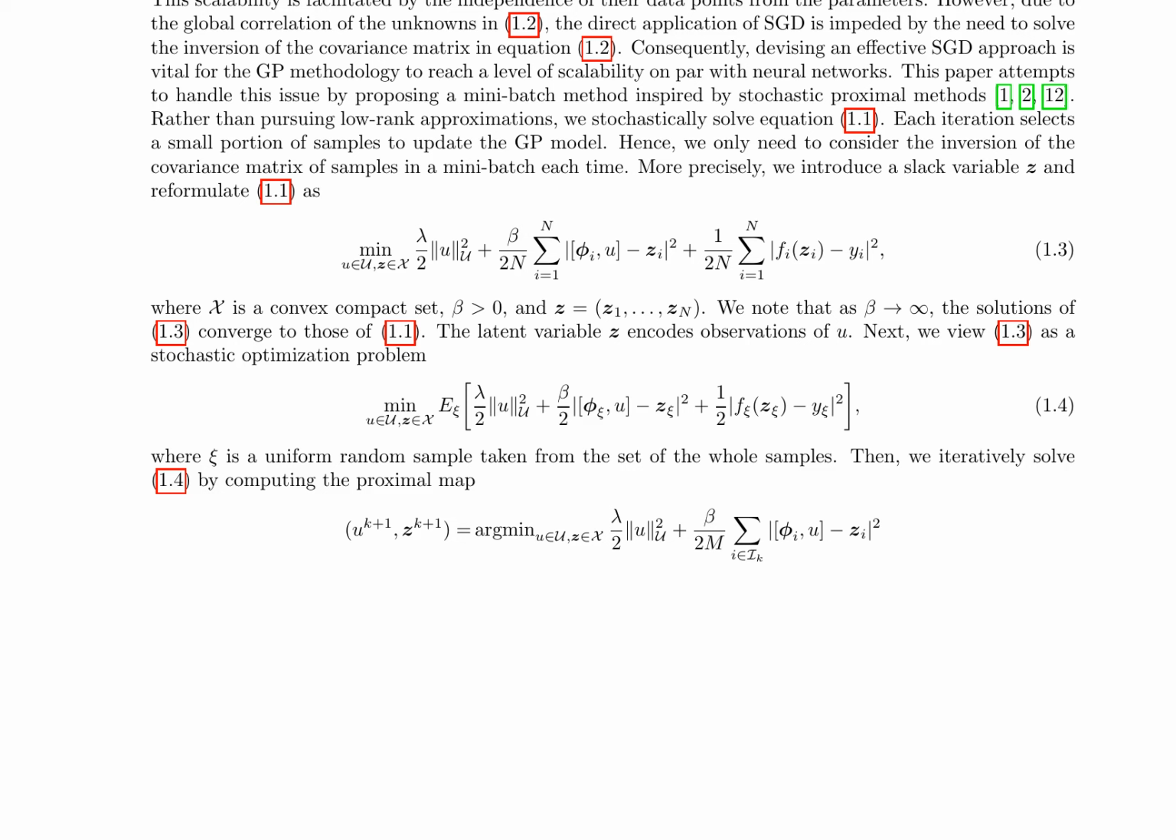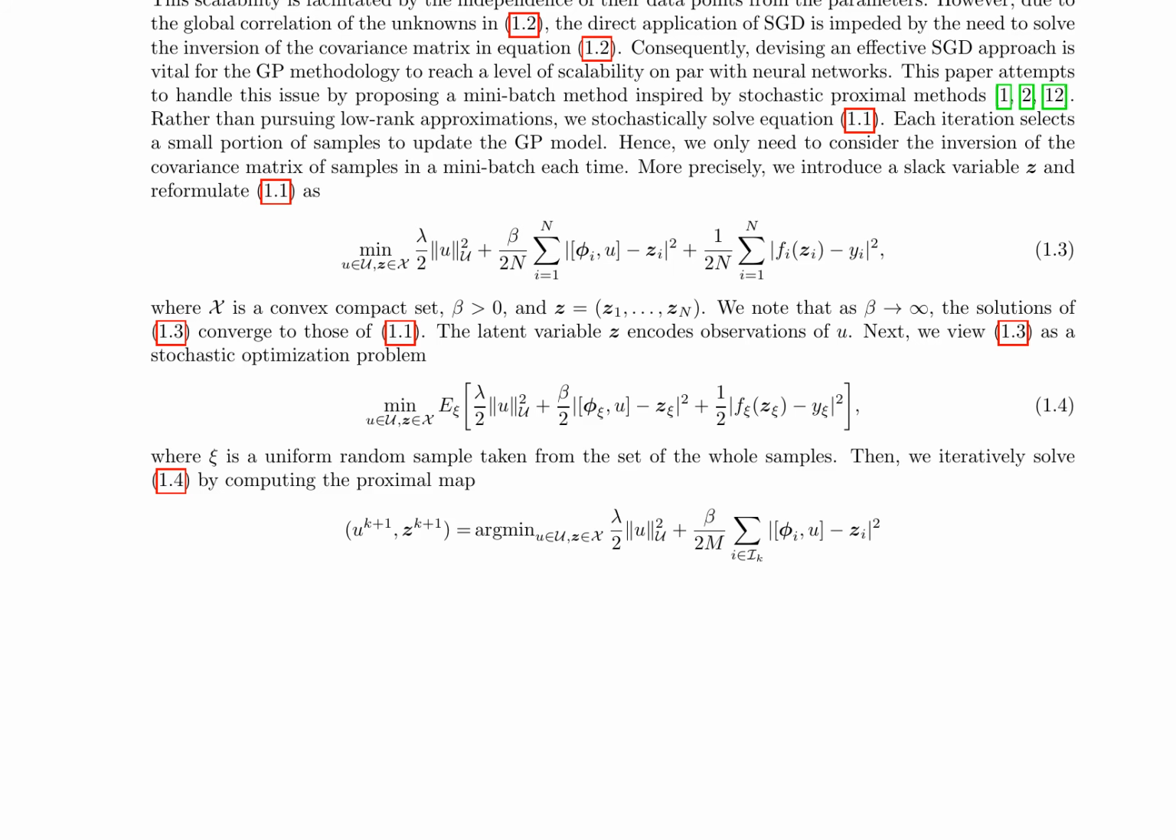The proposed method reformulates the original problem as a stochastic optimization problem, which is then iteratively solved using the proximal map. By introducing a slack variable, the method encodes observations of the unknown function and allows for efficient computation of the GP model. The solutions of the reformulated problem converge to those of the original problem as the penalty parameter increases. This mini-batch method has the potential to scale GP regression to large datasets, making it more competitive with neural network-based approaches.